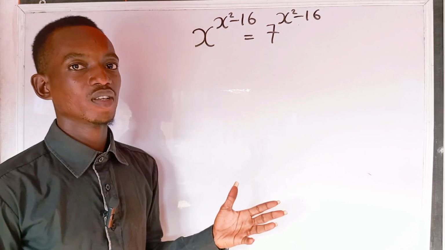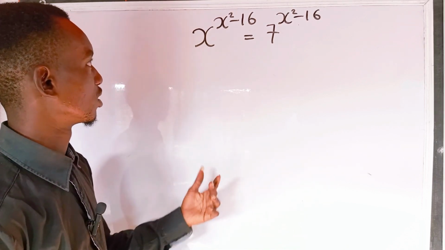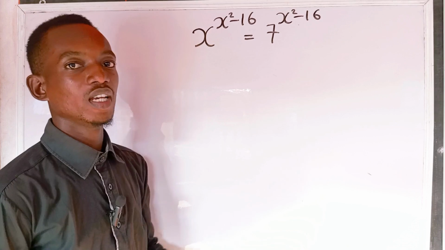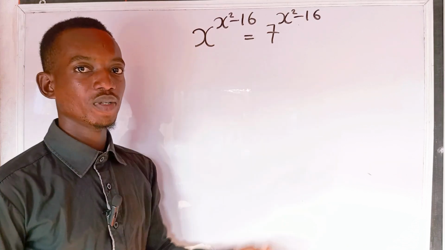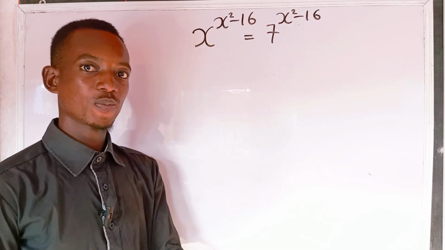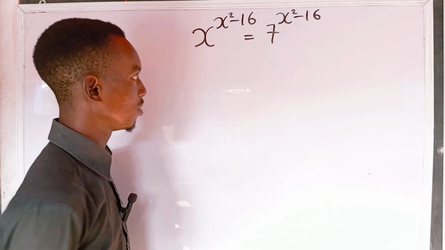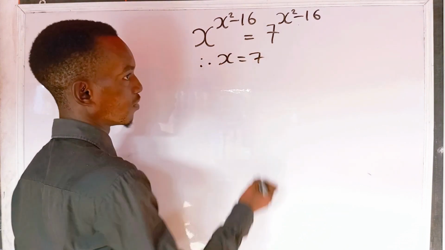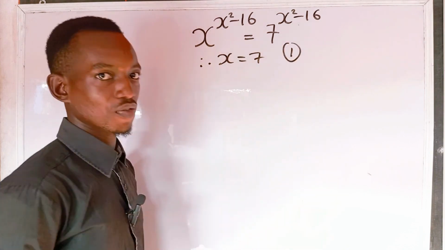One of the solutions is glaring, very, very obvious, because the powers are the same, x squared minus 16, x squared minus 16. It means that these two bases must also be the same, because we can't have 3 to the power of 2 equal to 5 to the power of 2. If they have the same power, they must have the same base. So therefore, one of the glaring solutions is x equals what? 7. That's solution 1. That's the first solution.